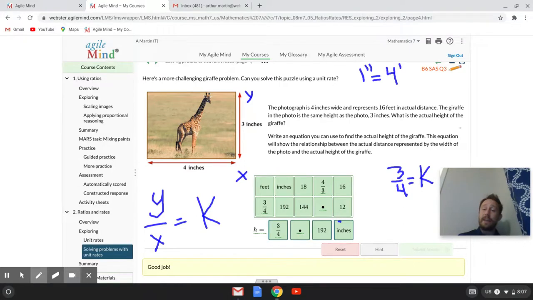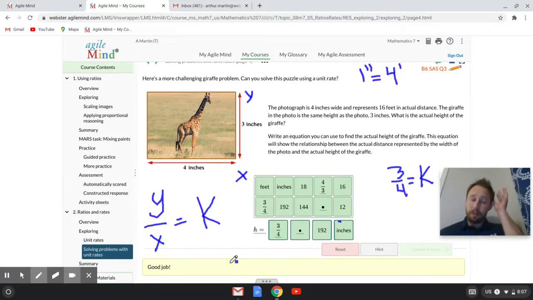So I have to figure out what number I would multiply by 3/4 to be able to get 12 feet. I know that 12 feet converted to inches is 144 inches. So I know that I have to find a number that is larger than 144. And so the only option that I have here is 192.